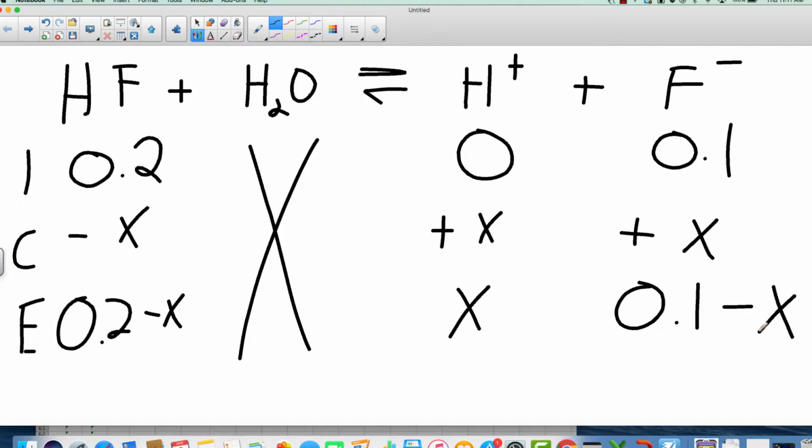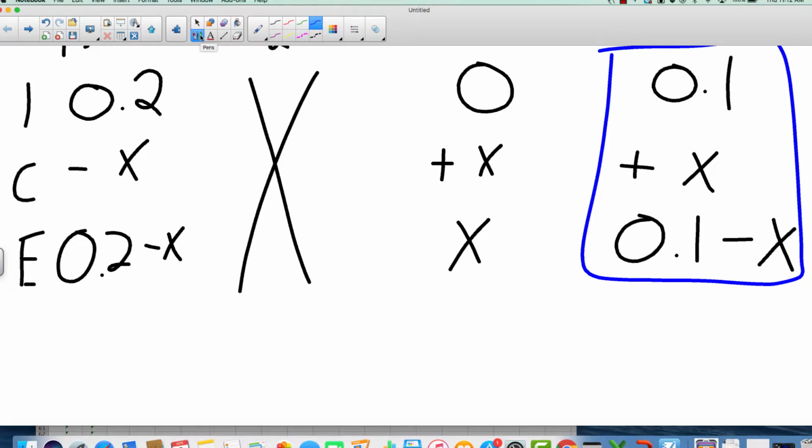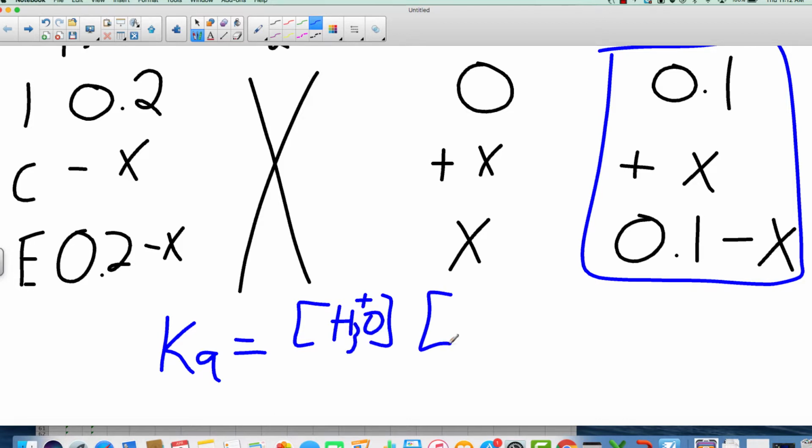The only difference from what we have been doing is this part right here. We usually start out with 0 of that. This time we've started out with some of that. So what would our next step be? We'd write the Ka expression. Ka is equal to the concentration of hydrogen ion times the concentration of fluoride ion over the concentration of HF.